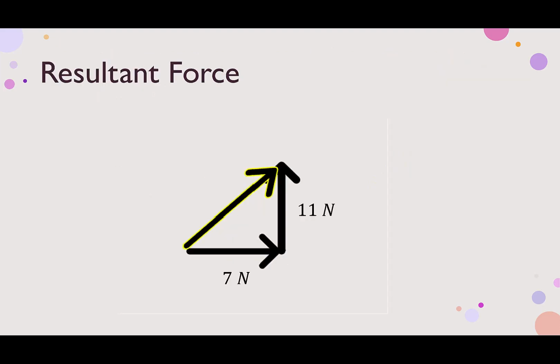To find the magnitude, we need to find the hypotenuse of this triangle. We'll take the square root of 7 squared plus 11 squared. That's the square root of 49 plus 121, which is the square root of 170.